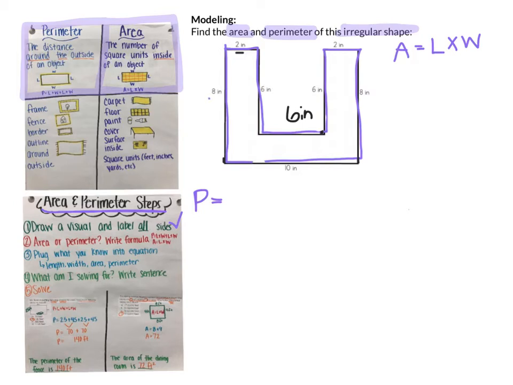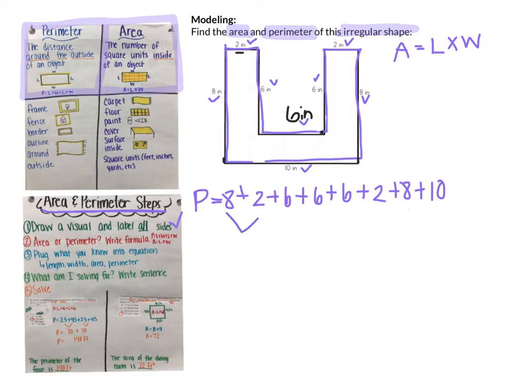So we'll start with 8 plus 2 plus 6 plus 6 plus 6 plus 2 plus 8 plus 10. Now I've got all side lengths plugged in. We can go ahead and add to solve for perimeter.